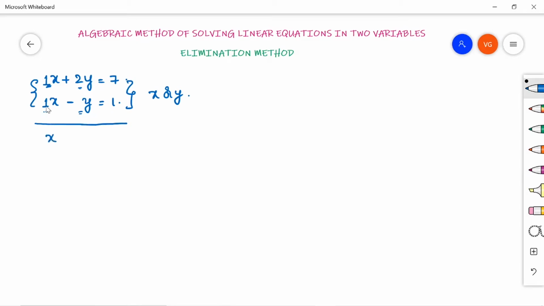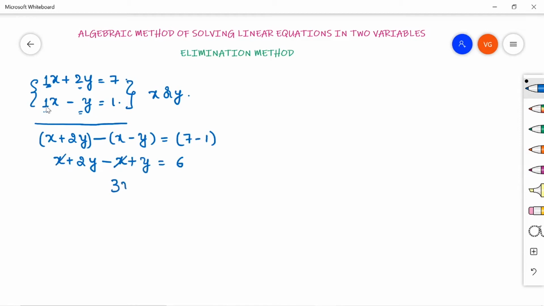That is, x plus 2y minus of x minus y. I am subtracting equation number 2 from equation number 1. See here, how can I write: x plus 2y minus x minus of minus plus y is equal to 7 minus 1, 6. So x will get cancelled here. 2y plus y, it is 3y is equal to 6. So y is equal to 2.